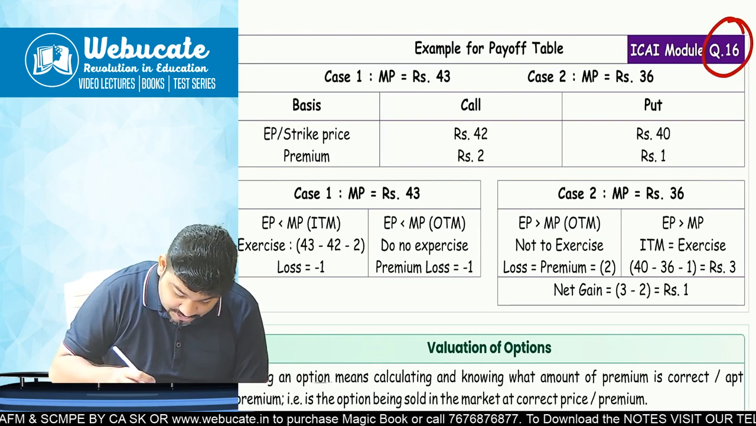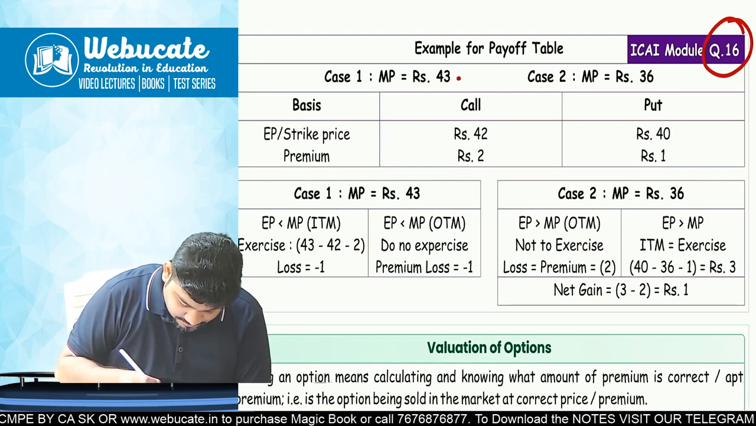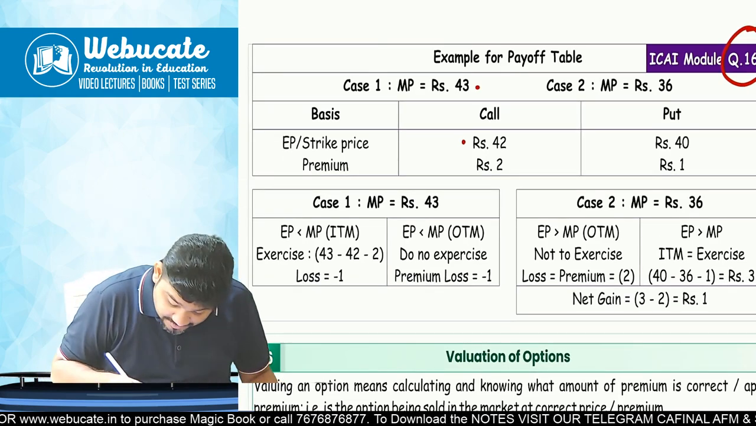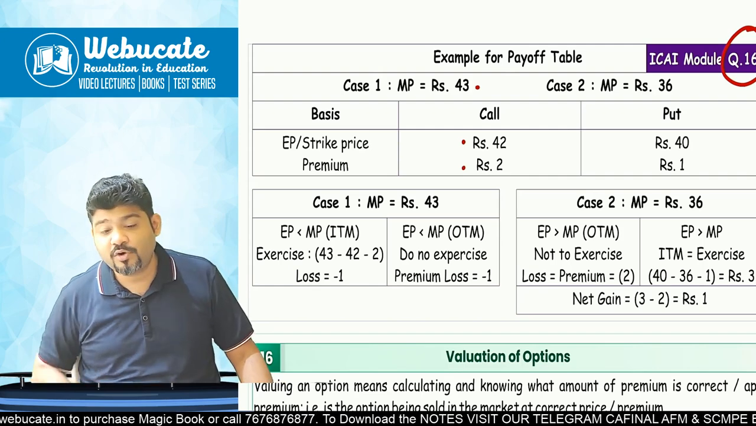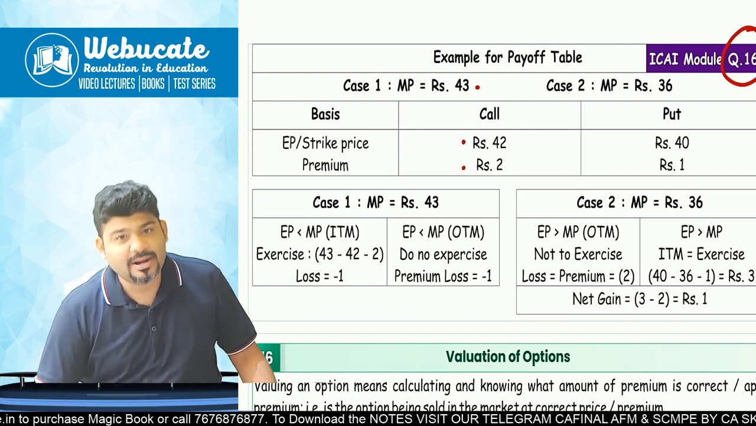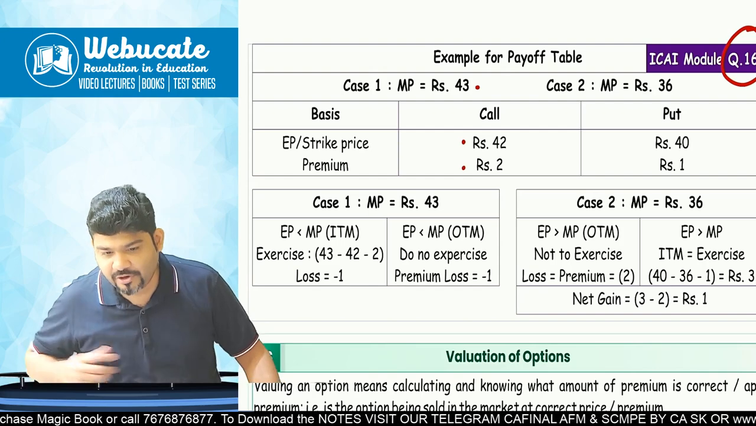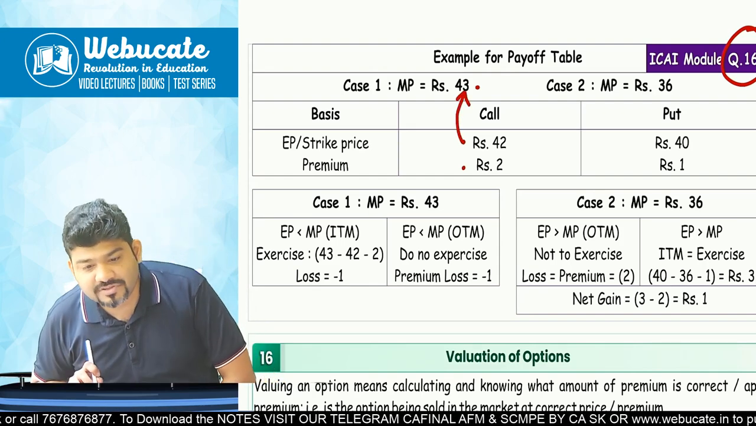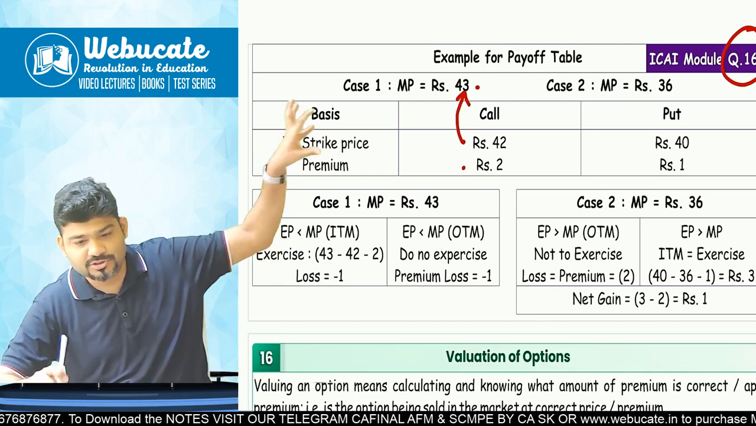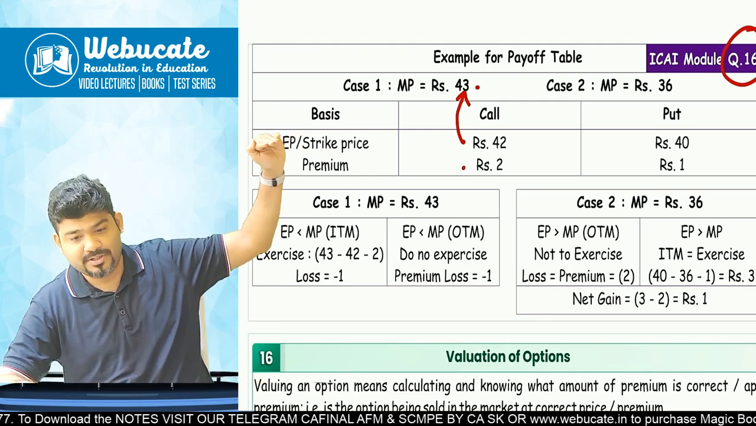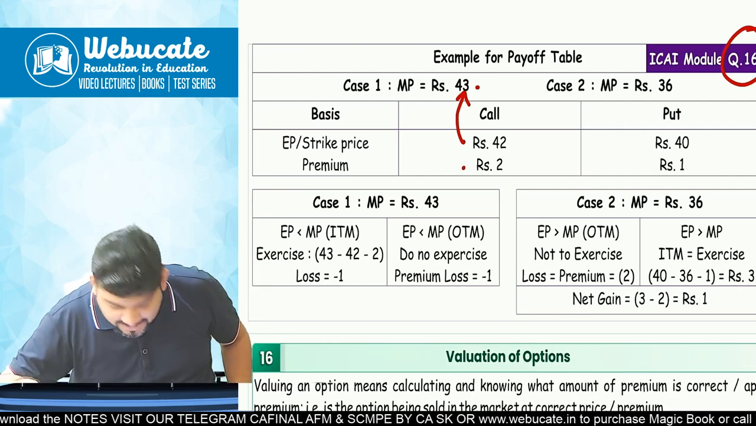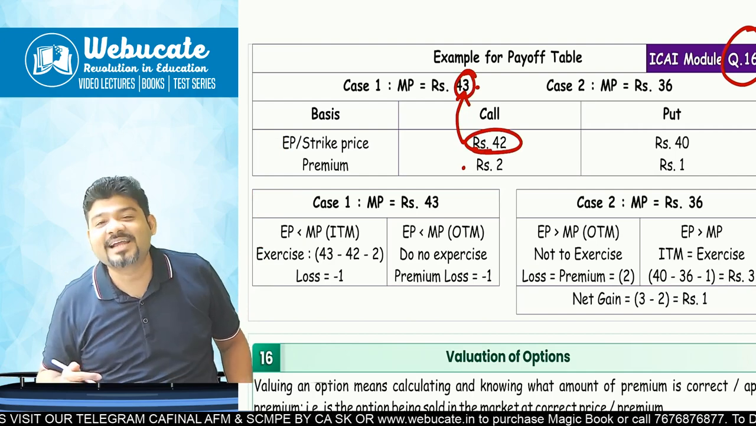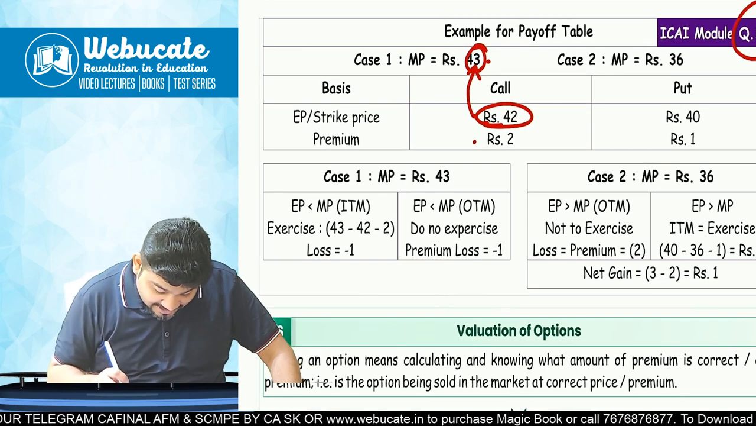So suppose the market price is 43. Exercise price, which we call strike price, is 42. Premium is rupees 2. Then what will be the scenario here? Now market price is 43 and our strike price is 42. So can I say we are in the money? In call option, we want the market to go up. The market has gone up. Strike price 42 and market price 43, 1 rupee extra we are making. So that 1 rupee will be your gain.